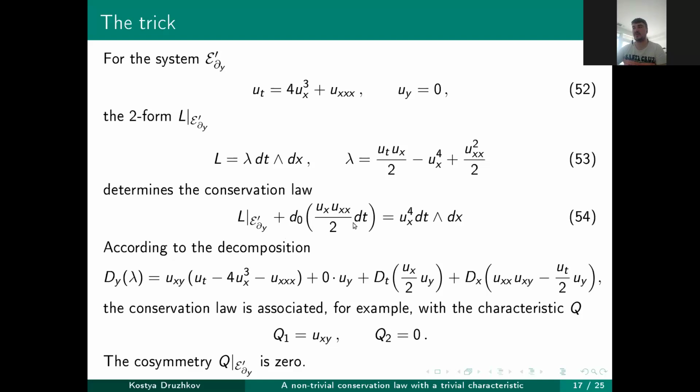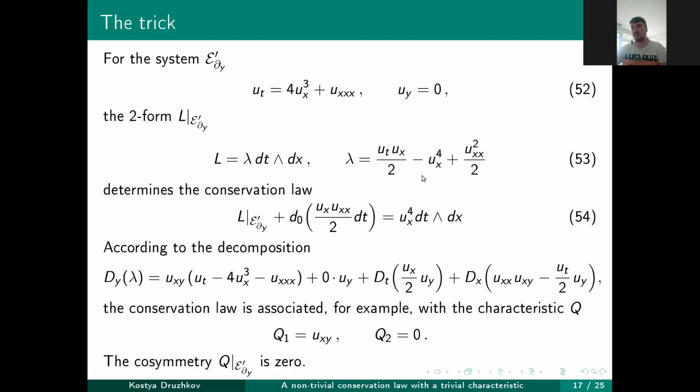So let's take this representative, d0, and it turns out that the sum of these forms is just this very good looking, very simple one-component differential 1-form. So this differential 1-form is the same conservation law as the conservation law given by this Lagrangian, because in terms of the potential KdV, we can interpret it as the Lagrangian.